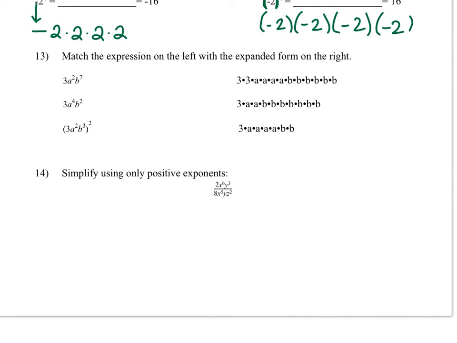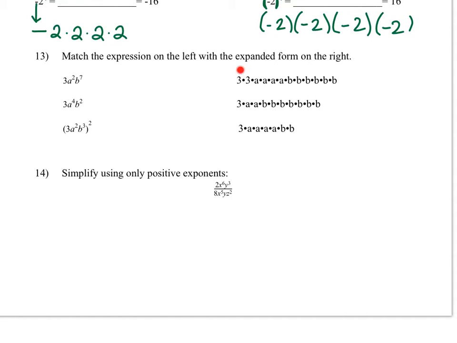Question number 13 states, match the expression on the left with the expanded form on the right. Really, there is no work that you need to show, but it's an idea that you need to understand the exponent rules that are happening. I would start with the very top one. Very top one is your 3 times a squared b to the power of 7.